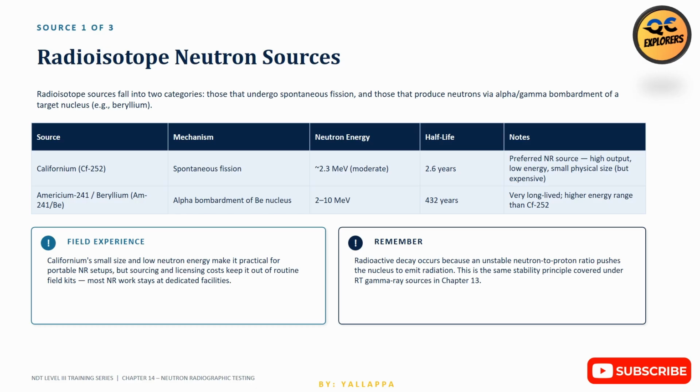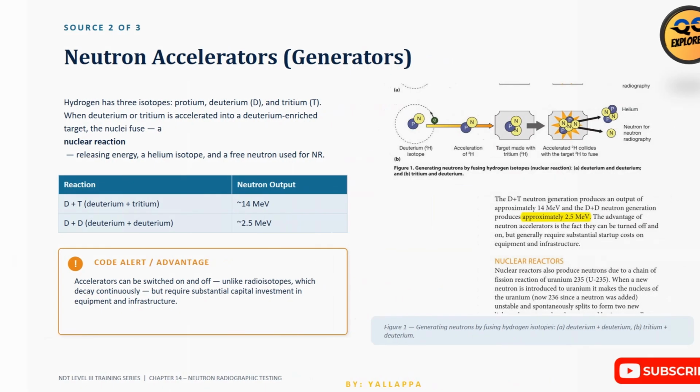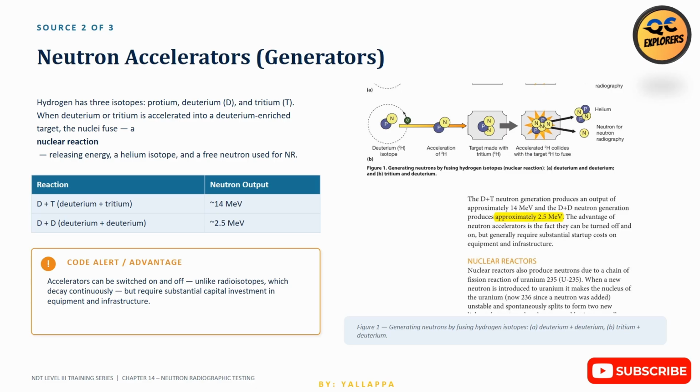Now let's move to the second neutron source, where neutrons are generated not by radioactive decay, but through controlled nuclear fusion. Our second neutron source is the neutron accelerator, sometimes called a neutron generator. Unlike radioisotope sources, neutron generators do not rely on radioactive decay. Instead, they produce neutrons only when the system is operating. This is one of their greatest advantages. Before understanding how the generator works, let's review the hydrogen isotopes involved in the process.